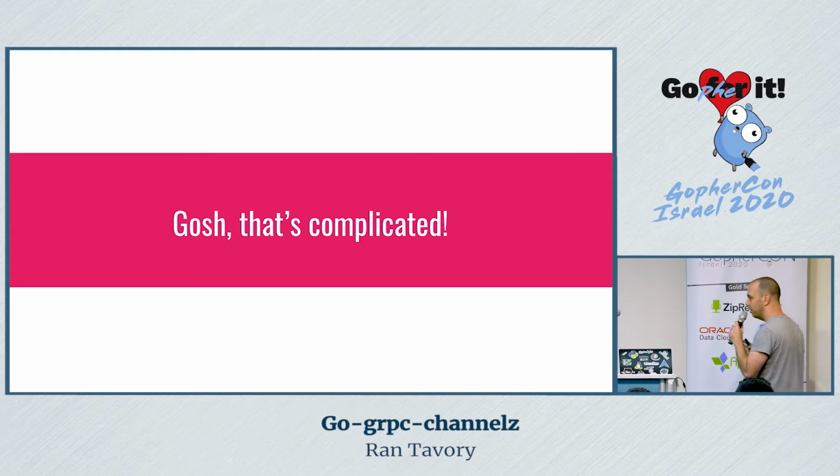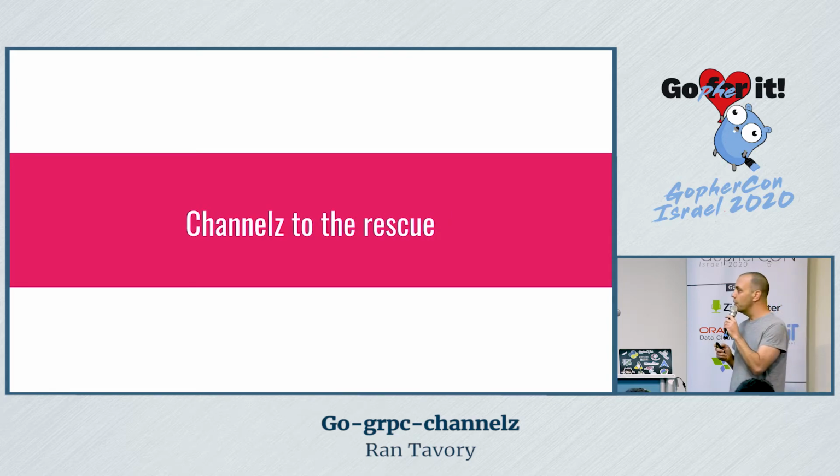And you know, with all good things, there are some bad things. So complexity is definitely one of the things that stand out in gRPC. And one of the ways to solve it is transparency or introspection. So luckily, we have ChannelZ to the rescue.